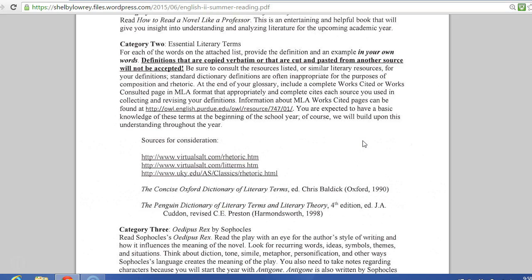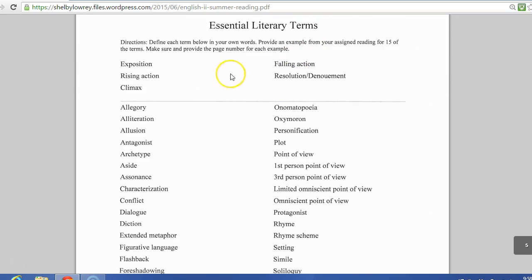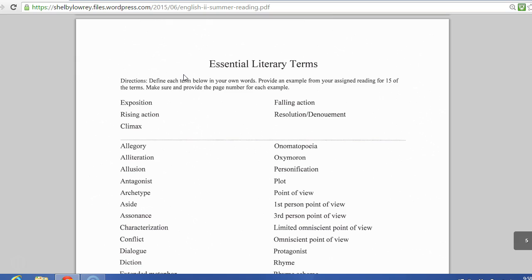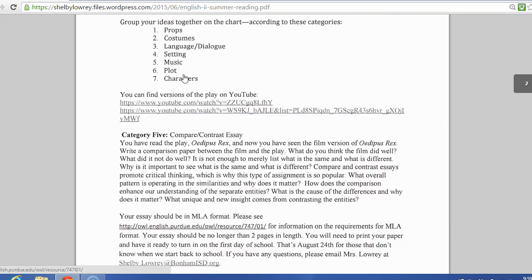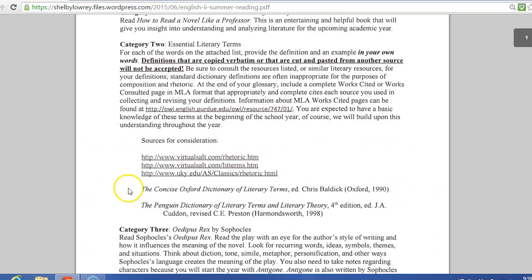Category 2, essential literary terms. You are going to look up the literary terms that we've provided, at the very bottom on page 5. Here they are. I have provided 5 different sites that you can use to look them up. You can use any of these sites to look up each definition, but I don't want you putting the definitions from the sources onto your paper. These need to be in your own words.